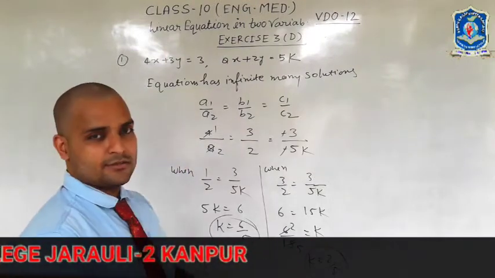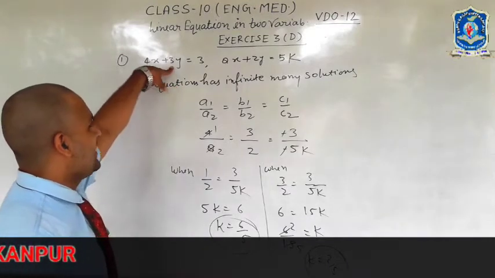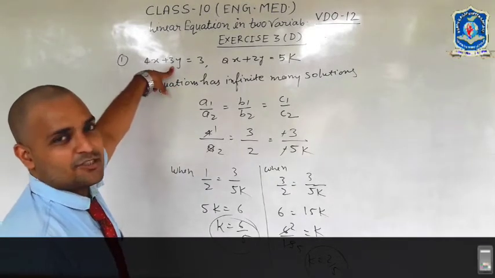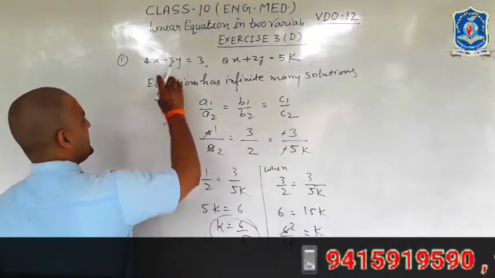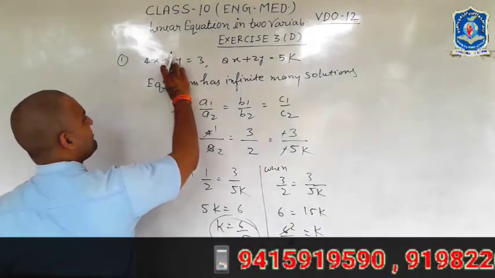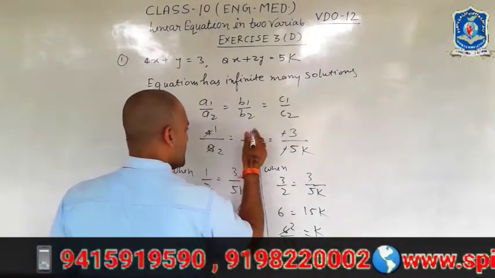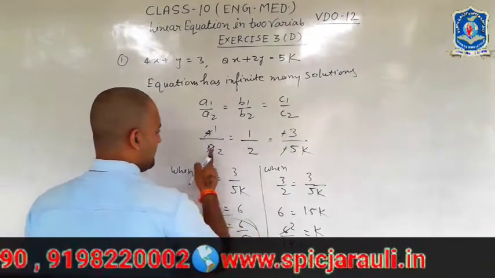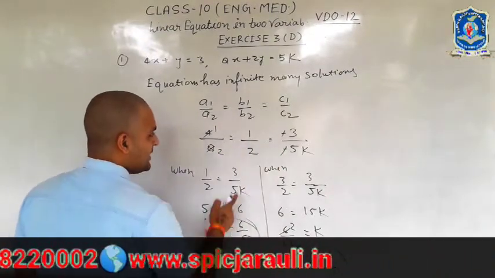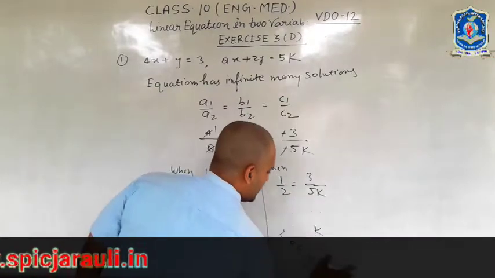Sorry, I have some problem because in this question I have 3, but this question is only y. So please, there is a mistake. This is only y. Then the value of this is 1 by 2. So if we take this and this, then that will be the answer. I am again solving.